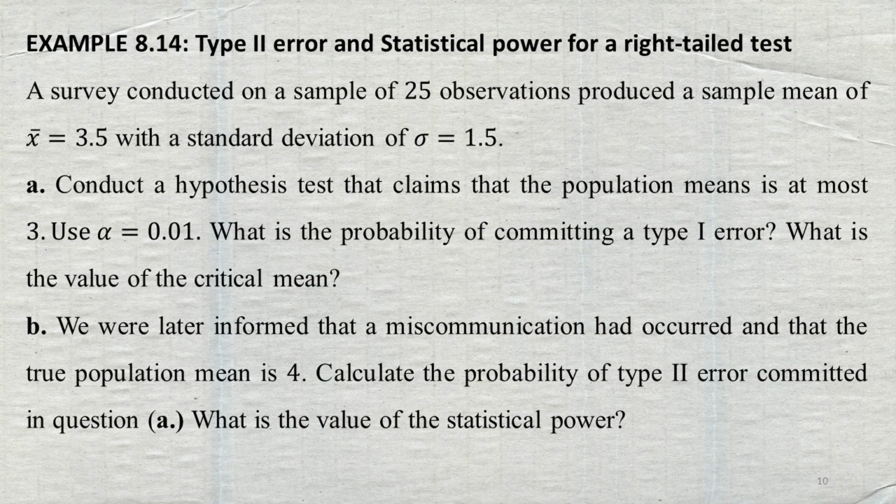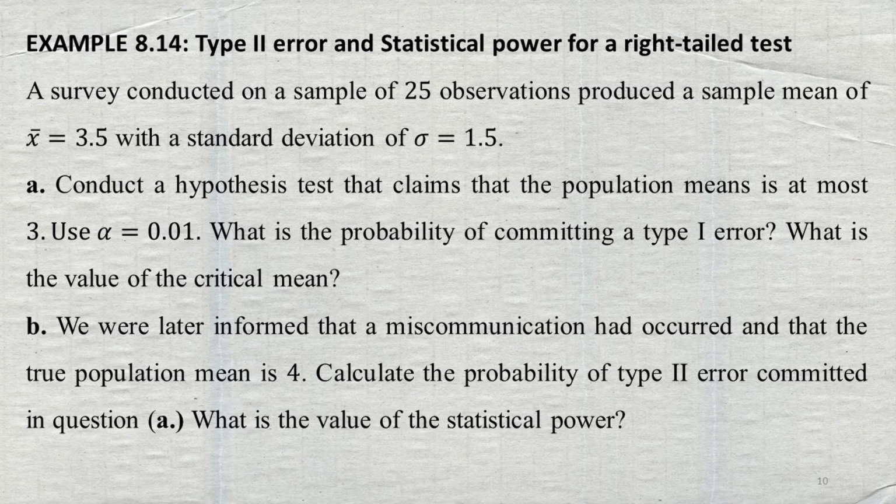Let's work an example on type 2 error and statistical power for a right-tailed test. A survey conducted on a sample of 25 observations produced a sample mean of 3.5 with a standard deviation of sigma equals 1.5. A. Conduct a hypothesis test that claims that the population mean is at most 3. Use alpha equals 0.01. What is the probability of committing a type 1 error? What is the value of the critical mean? B.